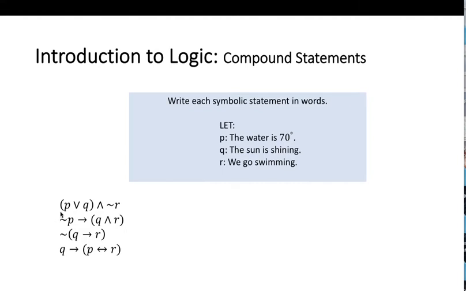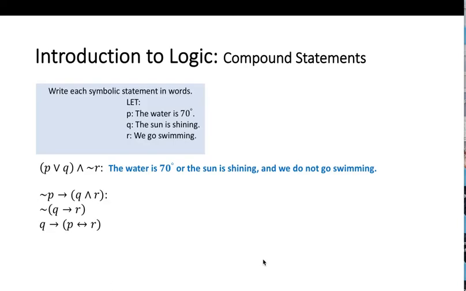So the first one is P or Q and not R with a parenthesis around P or Q. So how that is written in words is the water is 70 degrees or the sun is shining, comma, and we do not go swimming. This comma is what groups everything in front of there together so that you know what's in front of the comma is in parentheses. Okay, see if you could figure out the next one.